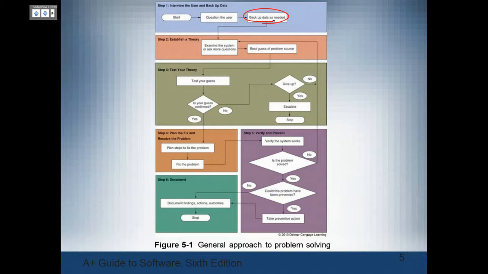Best guess of the problem source. And these are the steps that we were talking about, Todd. The first one is interview the user, back up the data, establish a theory. What do you think's wrong with it? Because unless you have a theory, you really can't do a whole lot with it, can you? Then test your theory. Does your theory work? Test the theory. Is your guess confirmed? If it's yes, then we'll go to the next step.